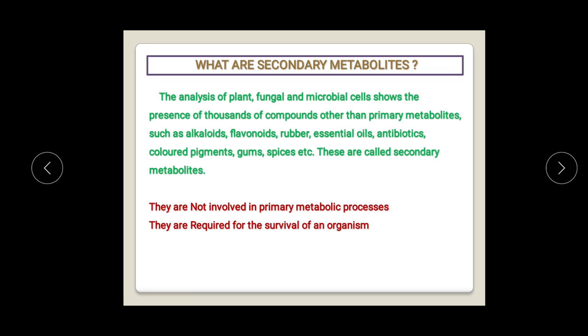They are not essential for growth, development, and reproduction, but they are important from another point of view, such as ecological importance, or protection against different types of herbivores, pathogens, etc., or plant-to-plant interactions, or plant interactions with other organisms. So within that, they are important. Simply, secondary metabolites are required for the survival of an organism.